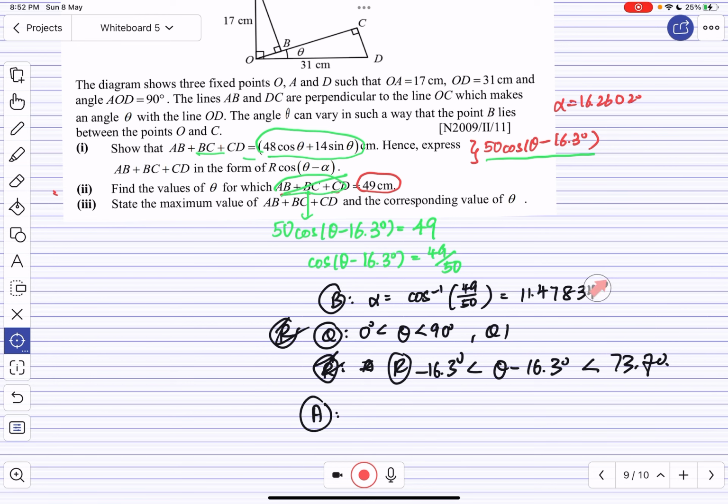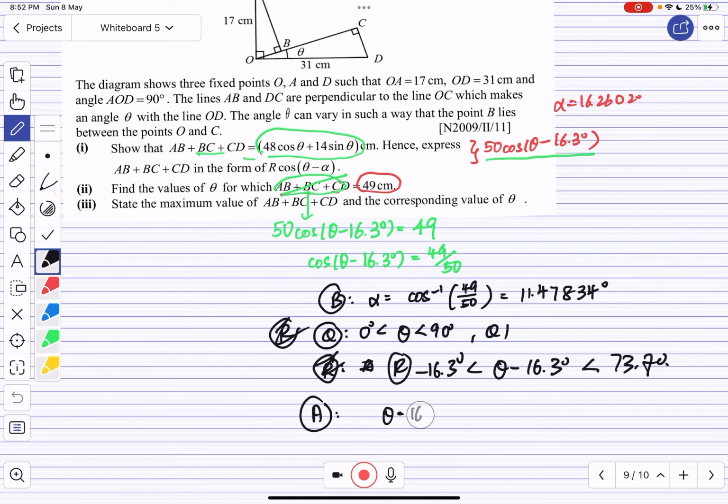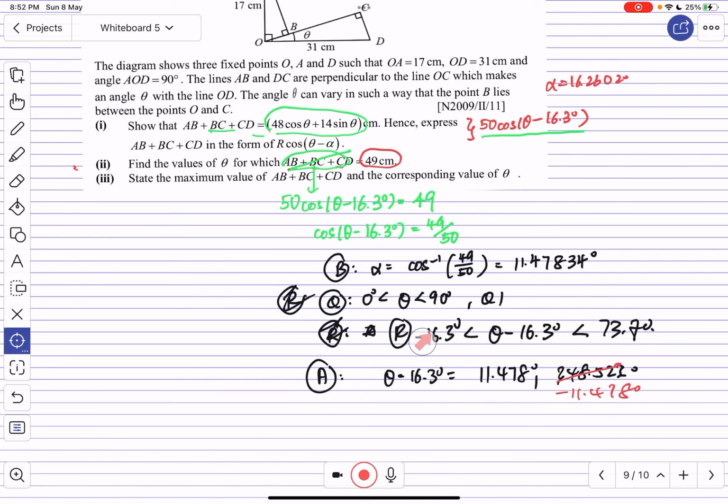Okay, so one of the common mistakes is that a lot of people may have missed out the fourth quadrant, right? So we know that in the first quadrant, theta minus 16.3 degrees will be equals to 11.478. At the same time, if you think about the fourth quadrant, you would think that the answer is 348.522, but this is out of the range. If you subtract 360 from this, the answer turns out to be negative 11.478 degrees, which is actually still within this range. It's within negative 16.3 to 73.7.